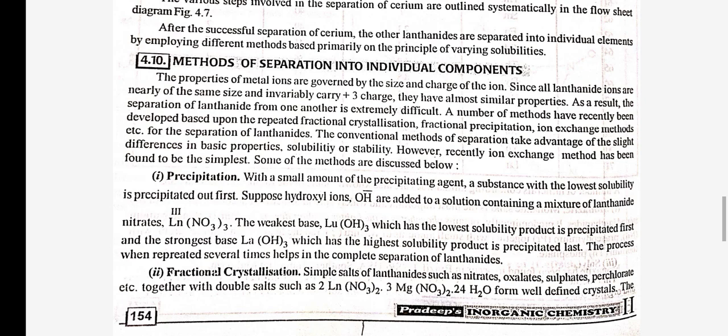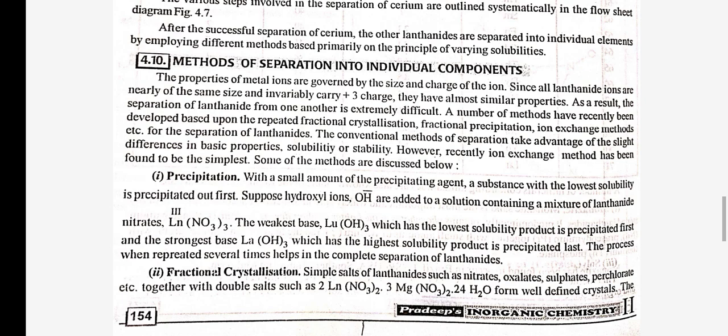Precipitation. With a small amount of precipitating agent, the substance with the lowest solubility is precipitated out first. Suppose hydroxyl ions, OH-, are added to a solution containing a mixture of lanthanide nitrates. The weakest base, lutetium hydroxide, has the lowest solubility product and is precipitated first, and the strongest base, lanthanum hydroxide, which has the highest solubility product, is precipitated last. The process, when repeated several times, helps in the complete separation of the lanthanides.